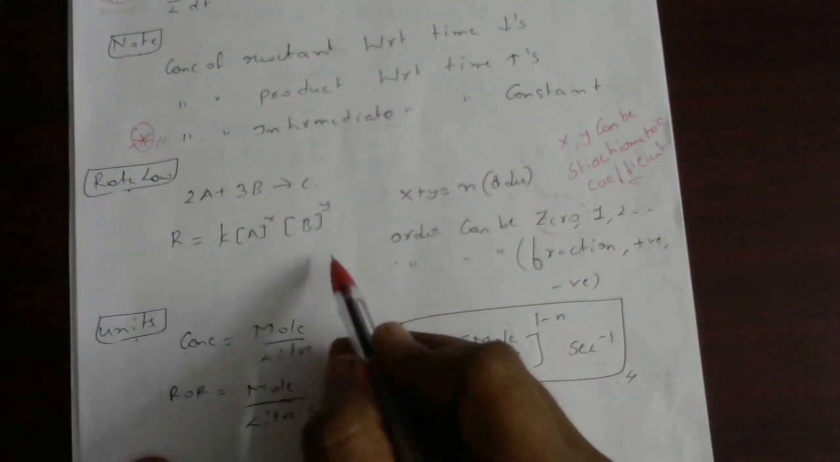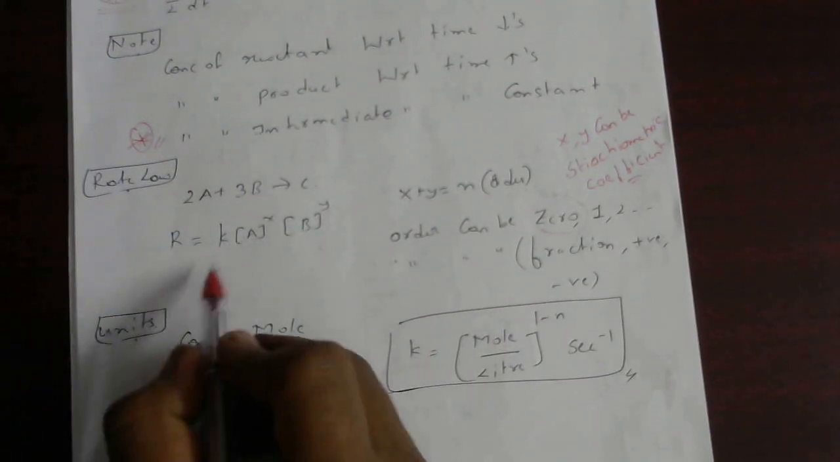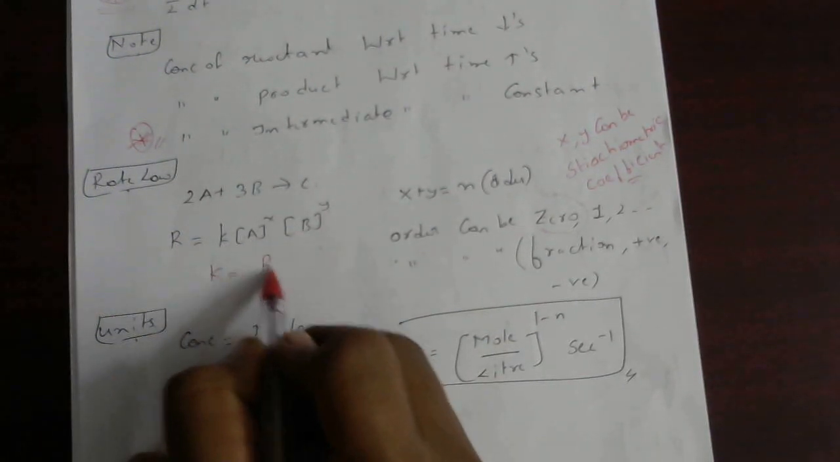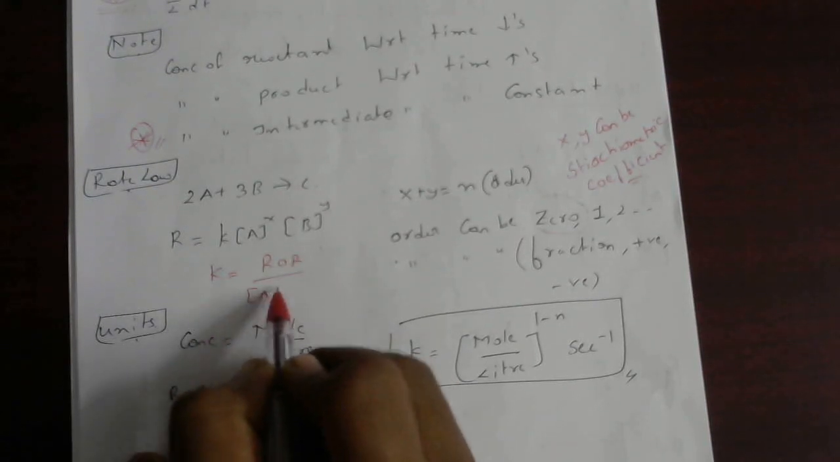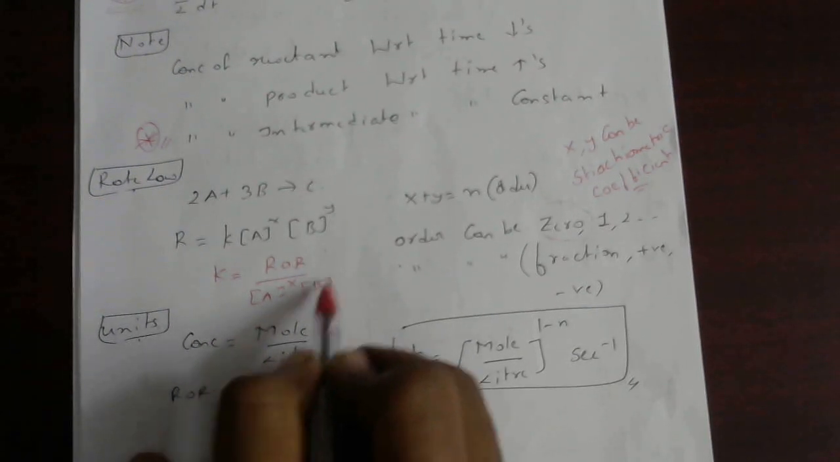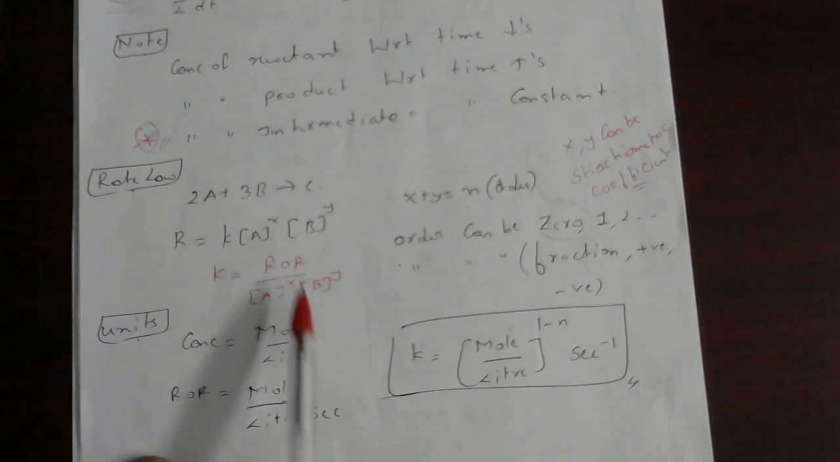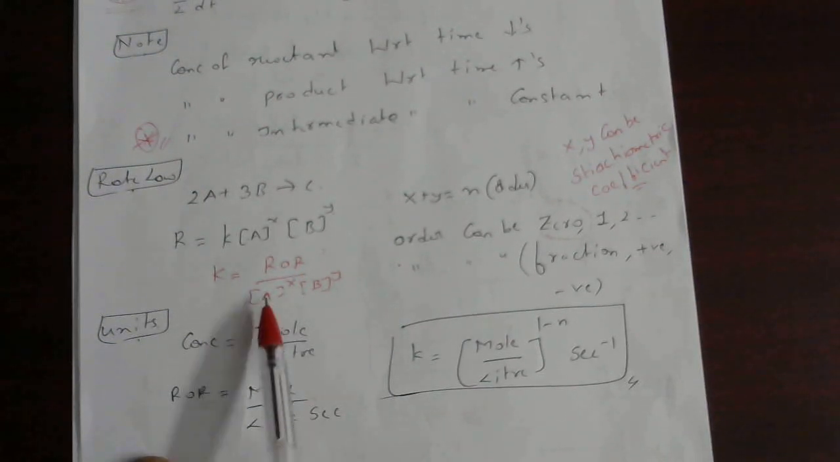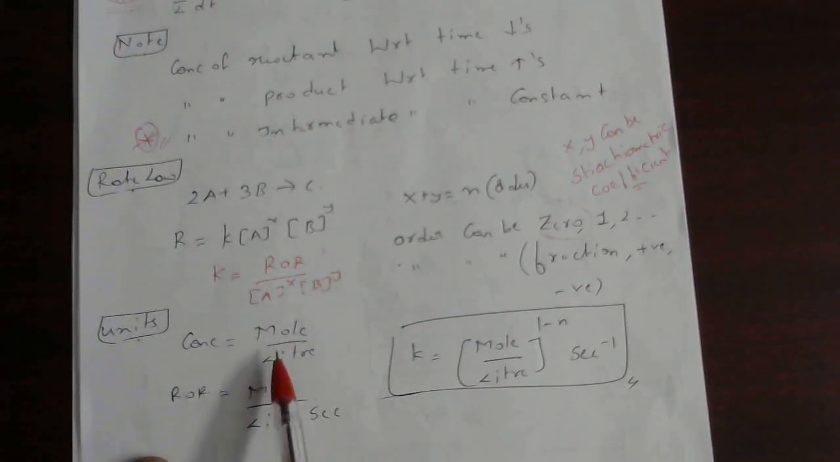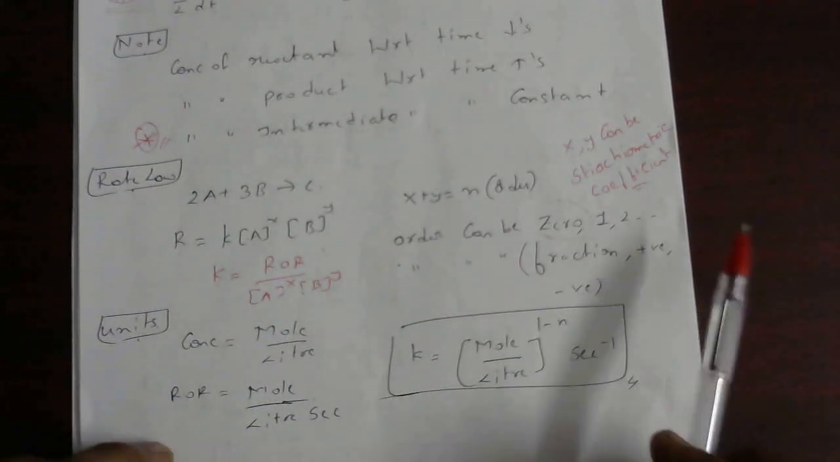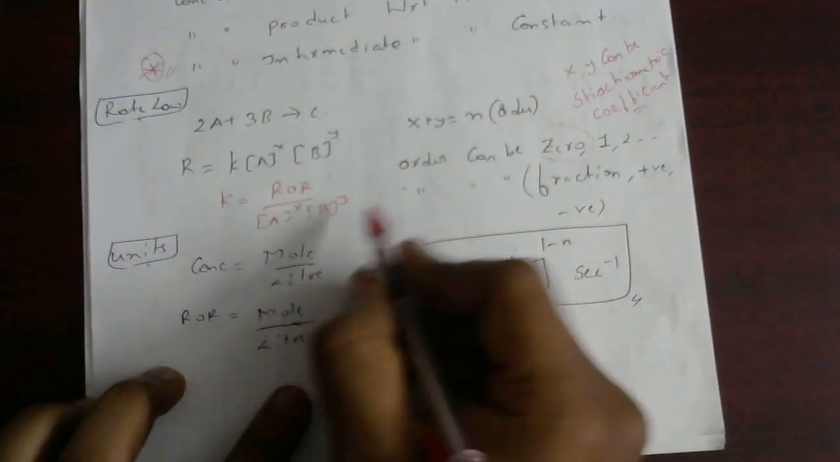So from here what I can write, let me write here, K equal to R, the rate of reaction, divided by A to the power x, B to the power y. So keep the rate of reaction, and A to the power x, B to the power y, you just substitute this value. If you want, I will solve it at the bottom here.